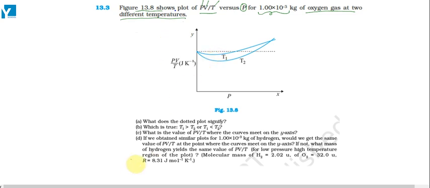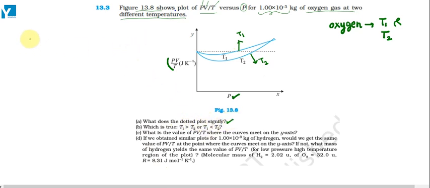So given हमें एक प्लॉट है between the PV by T, this quantity, versus the pressure for the oxygen gas at two different temperatures T1 and T2. So हमें प्लॉट की गिवन है, T1 टेम्परेचर के लिए ये प्लॉट है and T2 टेम्परेचर के लिए ये प्लॉट है. So question is, what does the dotted plot signify?